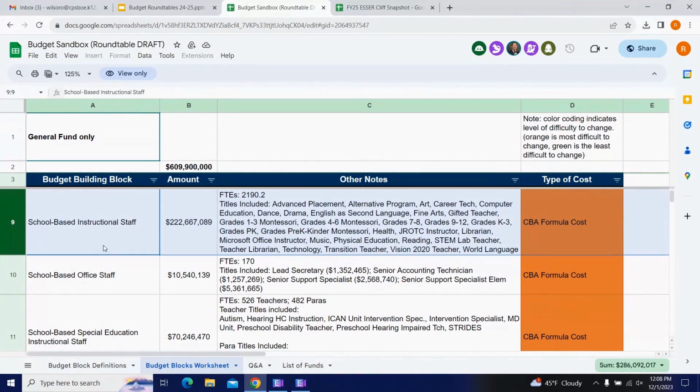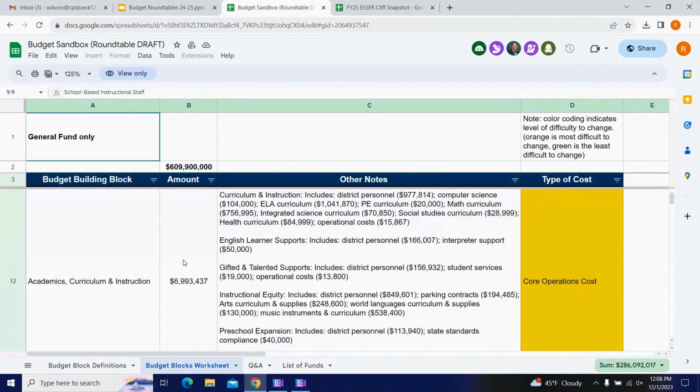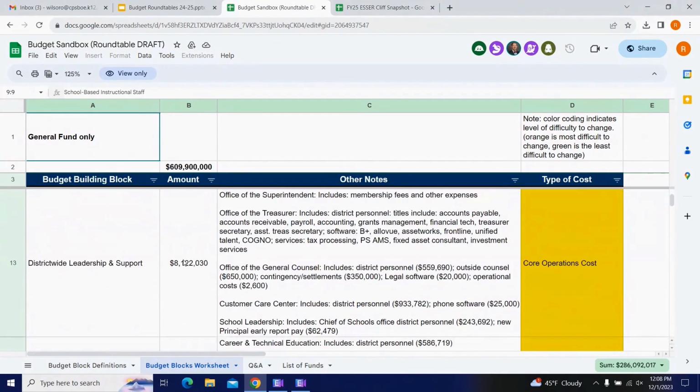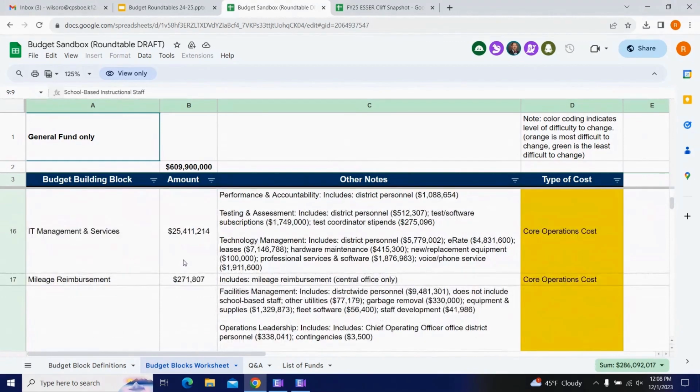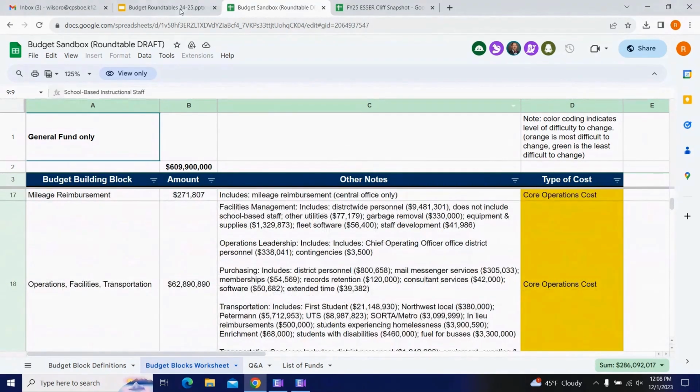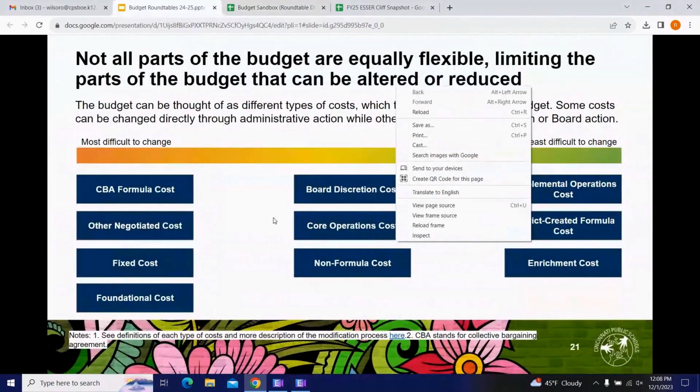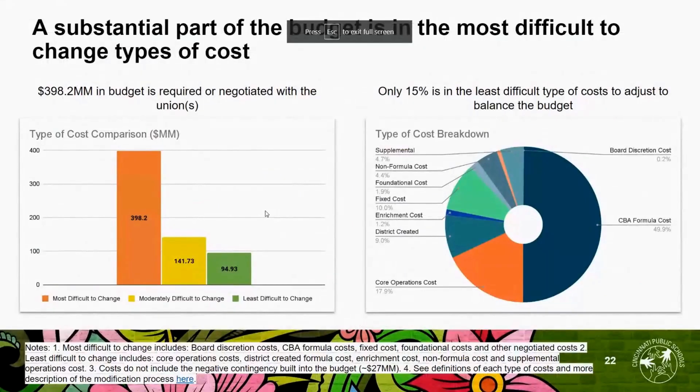Folks have this. You can scroll through it. You can see the different types of costs, what makes up core versus supplemental. You can look at the various enrichment costs and fixed costs here. And that adds up to our total budget number for this current school year. If we can now go back to the slide presentation. Thank you. And let's pause on this slide.